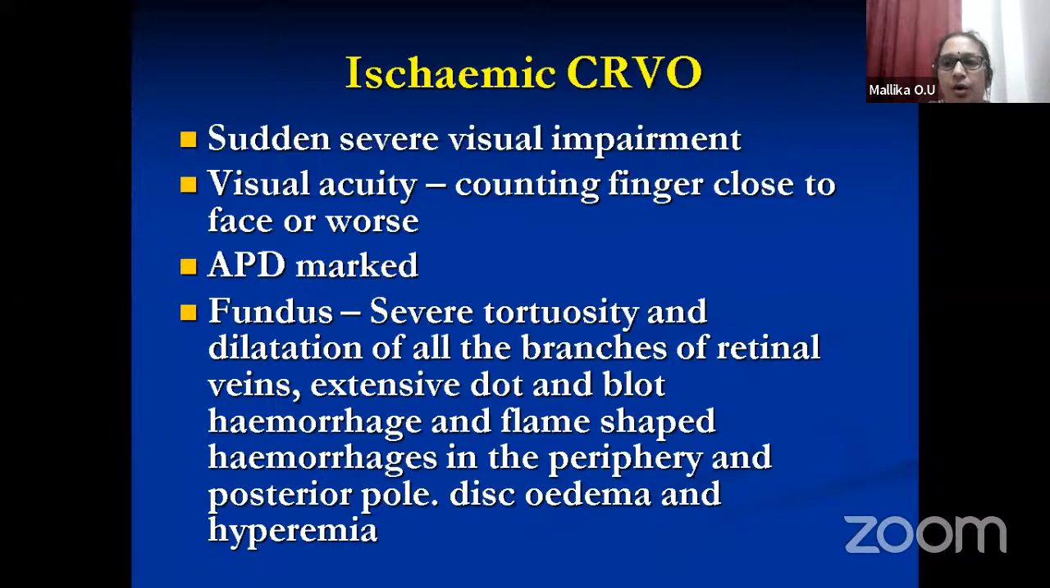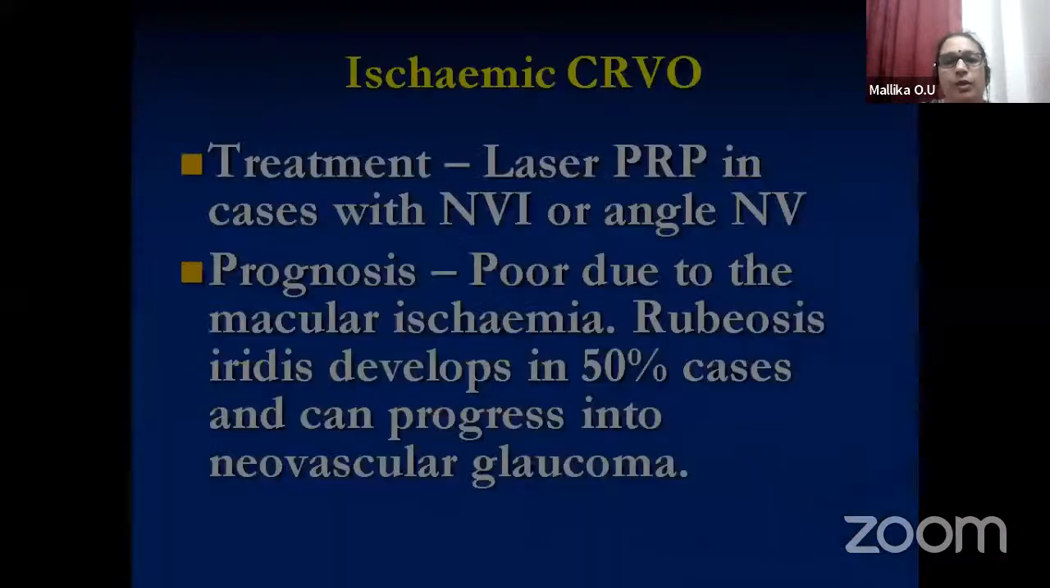and dilatation of all the branches of the retinal veins, with extensive retinal dot and blot hemorrhages and flame-shaped hemorrhages involving the macula and extending up to the periphery, and disc edema and macular edema will be marked. And there are signs of ischemia, denoted by the presence of multiple cotton wool spots.